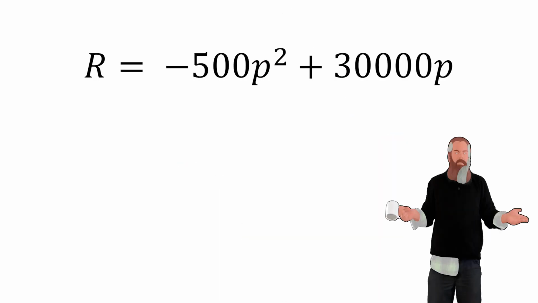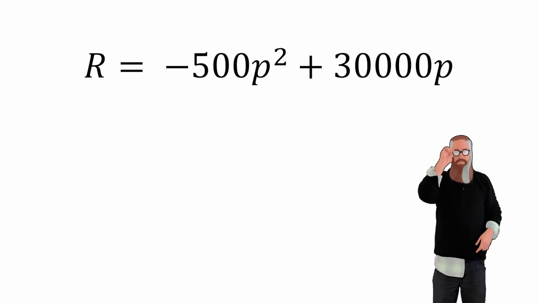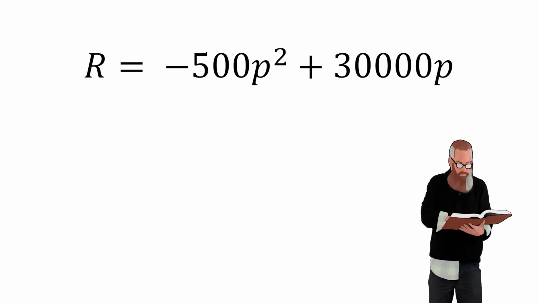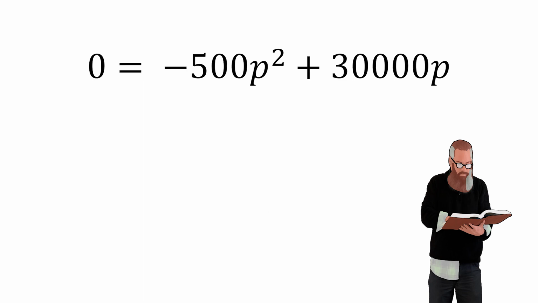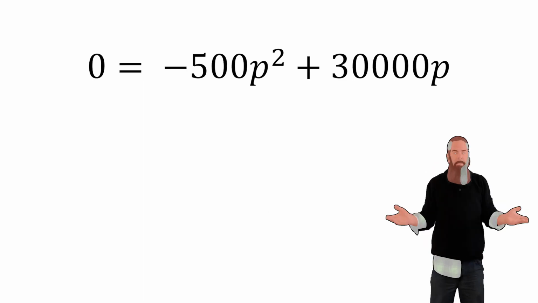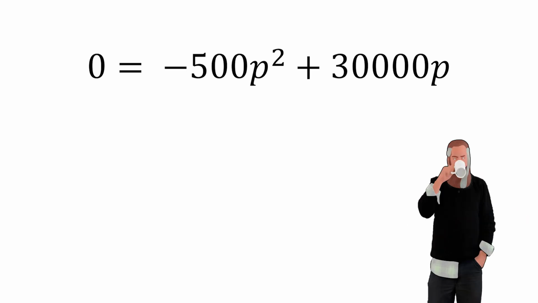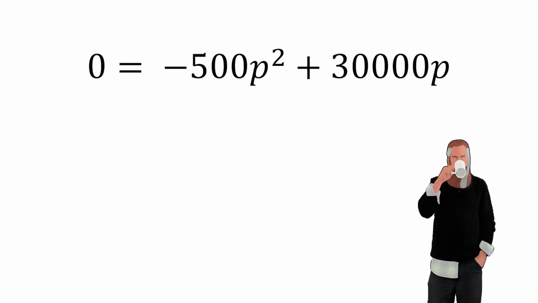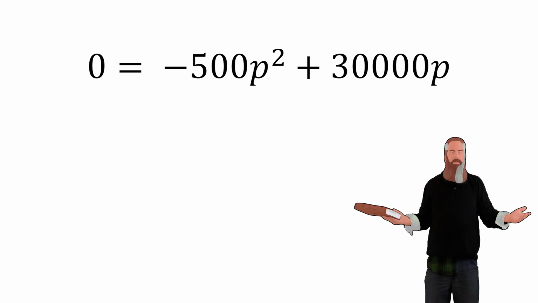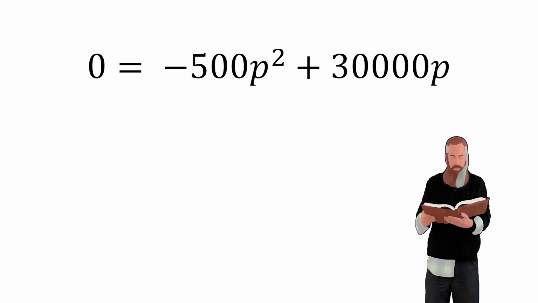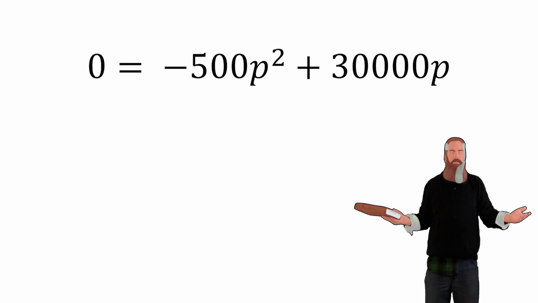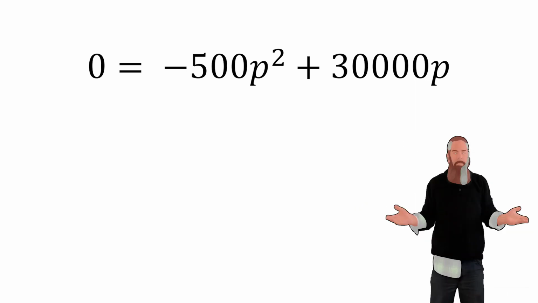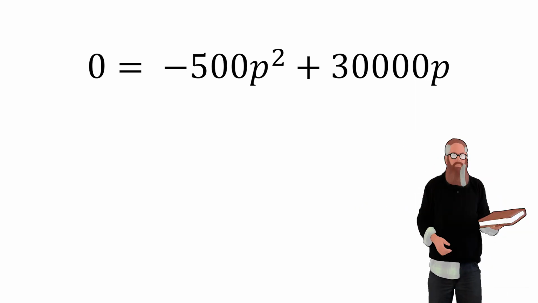The root can be found in a number of ways. Since the R value of the coordinates of the root is 0, substitute R with 0 in the revenue function, where 0 is equal to negative 500 P squared plus 30,000 P. In previous math courses, you learned how to factor quadratic equations. Keep in mind that not all quadratic equations are factorable. The equation that you now have is in the form of 0 is equal to AP squared plus BP plus C, where A is not 0 and C is not 0.